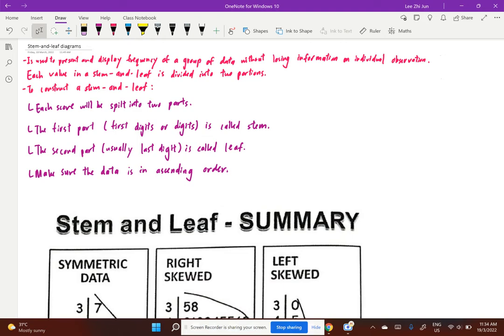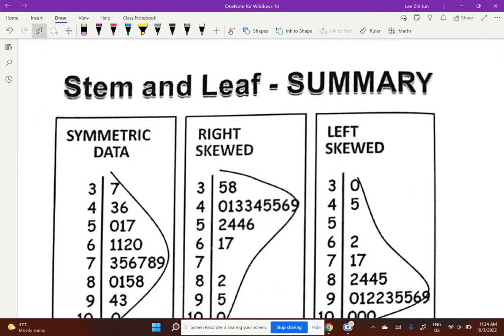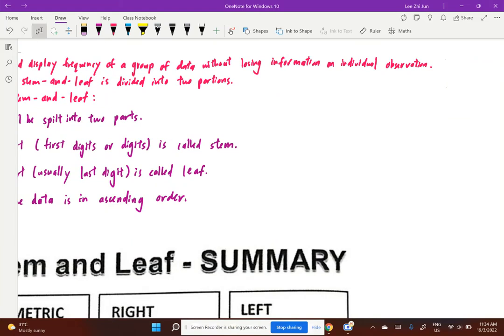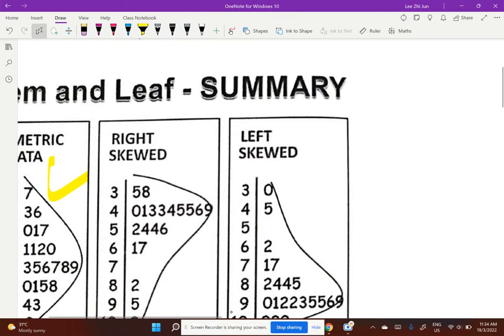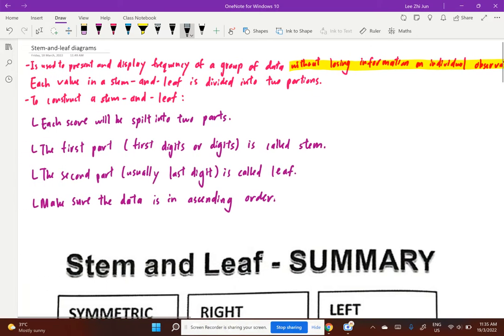So the stem and leaf diagram. Why do you have this name? Because these diagrams look like a stem and a leaf. Can you see? Here is the stem and here is the leaf. It's used to present and display the frequency of a group of data without losing individual information. If you record it like that, all the data will be recorded. So it is the advantage of using the stem and leaf diagram.